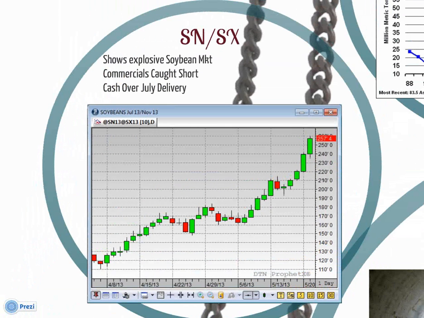Take a look at the July-November spread here. As you can see, back in the beginning of May, this market really got explosive. Got up to 259 3/4 last night. You got commercials caught short. You got cash basis, potentially some areas over $1.20 higher. So that's one of the main reasons we've seen this spread explode here. And we've seen it pull back a little today as basis has kind of weakened. But the spread has really been explosive and quite volatile.